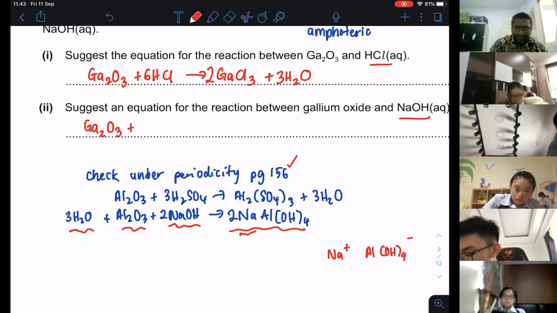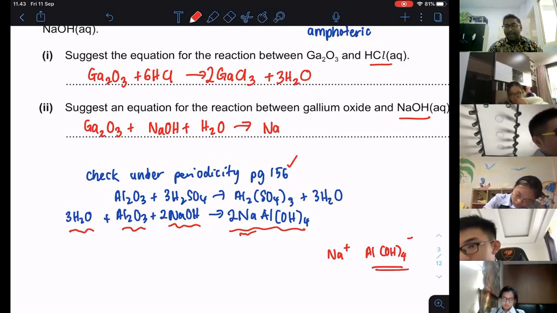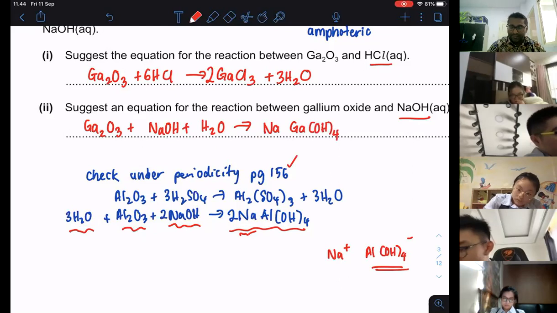Ga2O3 reacting with sodium hydroxide. It means I need to have reaction with water as well. And it is going to give me, forget about the numbers, the 2 and so on, first write down. So it will give me Na, and just like Al(OH)4 minus, now it will give you Ga(OH)4 minus. So when they are together, you are going to have Na together. Now we need to balance this, because we have Ga2 there.